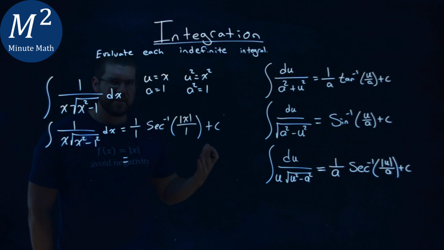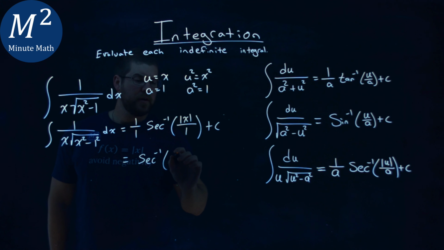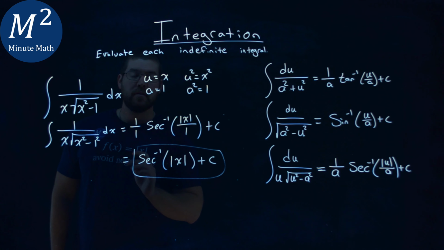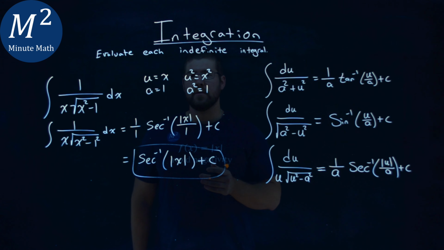1 over 1 is 1. Don't need to write that coefficient. So we have arcsecant of, well, absolute value of x over 1 is just the absolute value of x, plus c. And so my final answer here is the arcsecant of the absolute value of x plus c.